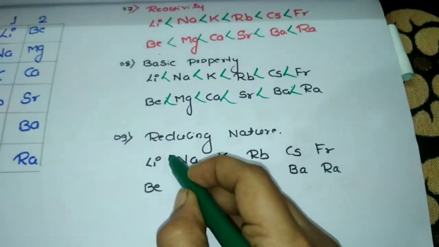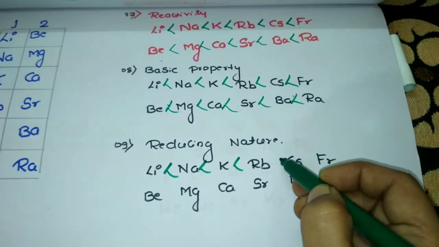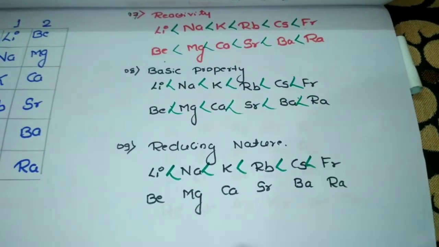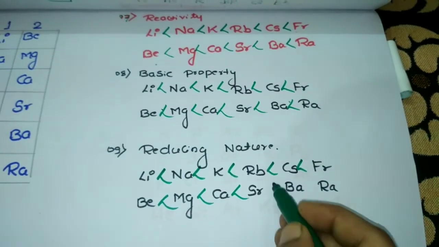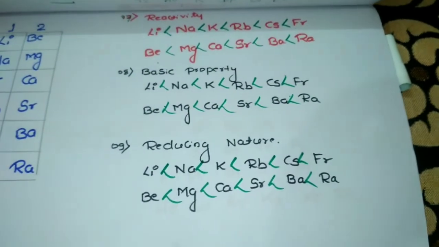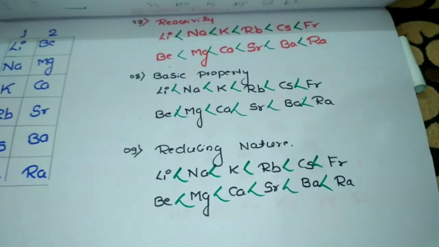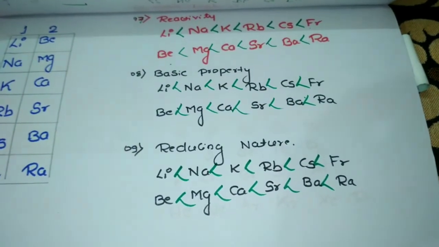We could say here lithium, sodium, potassium, rubidium and cesium. Similarly beryllium, magnesium, calcium, strontium and barium. So these are the remaining properties of S block elements.